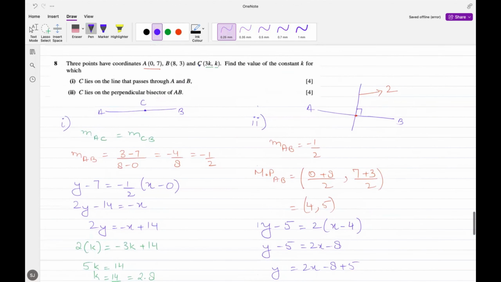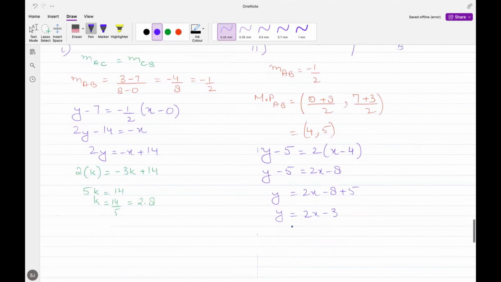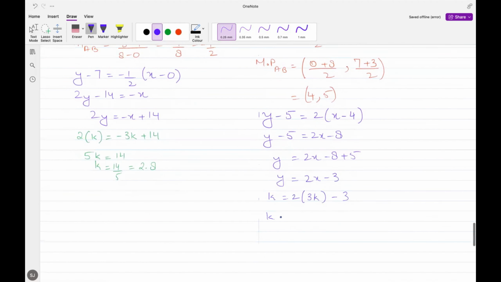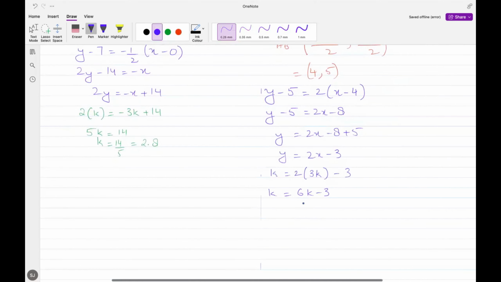Now substituting the values of C, (3k, k), into this equation. So in place of y, we'll put k, and in place of x, we'll put 3k. So this will become k is equal to 6k minus 3. Simplifying this, we'll get k minus 6k is equal to negative 3. Minus 5k is equal to minus 3. The negatives will cancel out. So k will be 3 upon 5, or we can give it in decimal as 0.6.